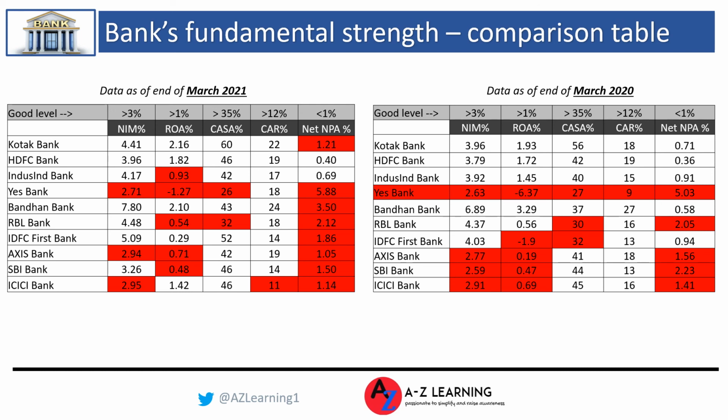But other observation is that as you will see between March 20 and March 21, in 1 year, most banks have seen the pressure on their net NPA level, and that's a straight result of the COVID situation that we have seen. Banks had to provide for all the bad loans that they are expecting. So if you see in the March 2020, out of 10, only 5 banks had issue in terms of net NPA. Now 8 banks have got issue in terms of net NPA. So that's a big change between last year and this year.